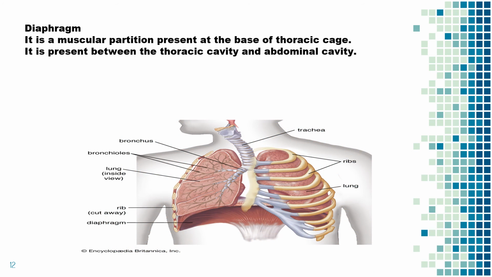The next part is called the diaphragm. This muscular partition, or the dome shaped muscle which is present below the lungs, is called the diaphragm. The diaphragm is present between the thoracic cavity and the abdominal cavity. यानी ये diaphragm कहाँ present है? Chest cavity और abdominal cavity, यानी ये पेट का जो region है यहाँ पर present है. So it lies between the thoracic cavity and the abdominal cavity. And this diaphragm allows us to breathe.